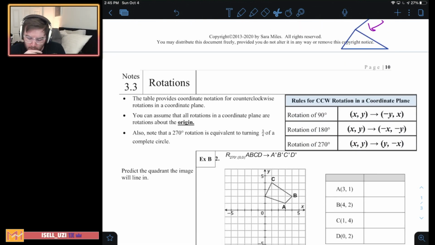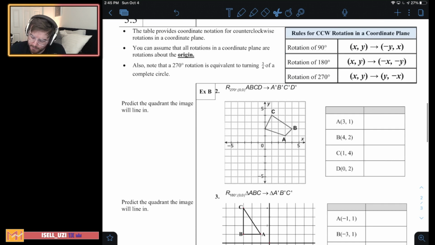So the table provides coordinate notation for counterclockwise rotations in a coordinate plane. You can assume that all rotations in a coordinate plane are rotations about the origin. Also note that a 270 degree rotation is equivalent to turning 3/4 of a complete circle.